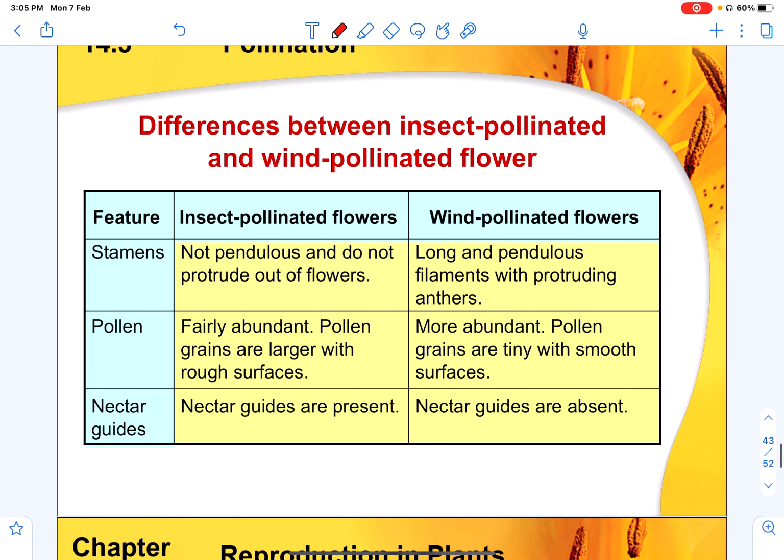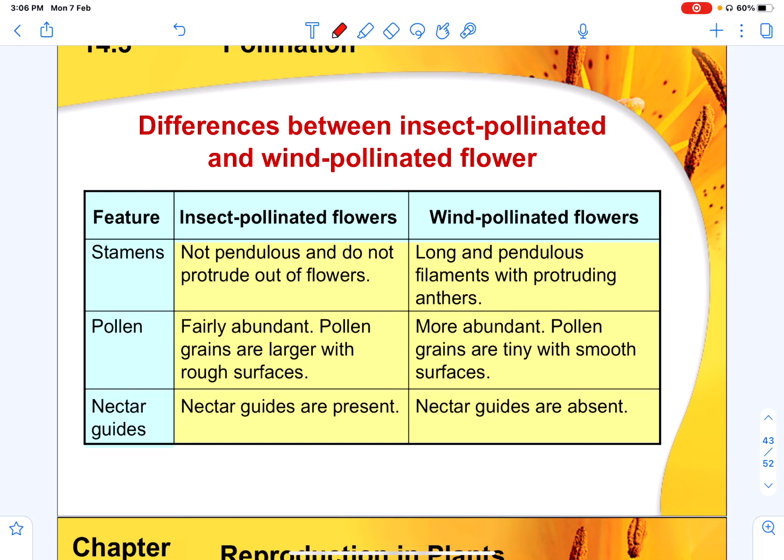Adding on, in insect-pollinated flowers your stamens are not pendulous and do not protrude out of the flower, whereas for wind-pollinated flowers they tend to be very long and pendulous, that means they swing around with the anthers protruding. This allows more of the pollen grains to escape. Pollen grain is fairly abundant in insect-pollinated flowers, meaning there's still a lot, but not as much as in wind-pollinated flowers, because insects are more targeted about which flower species to land on. As compared to wind, where you are really dependent on nature to carry it far away.